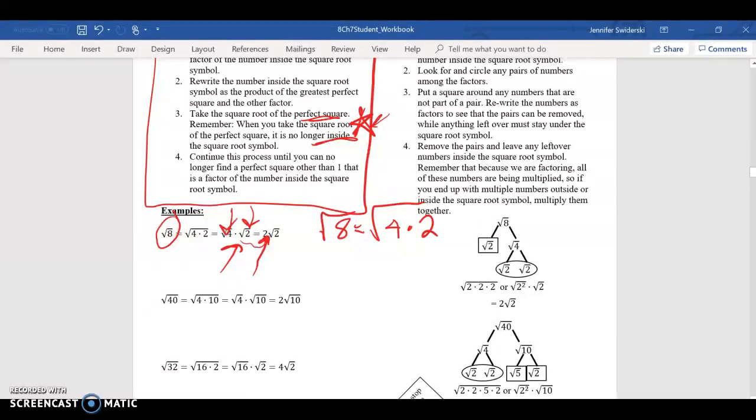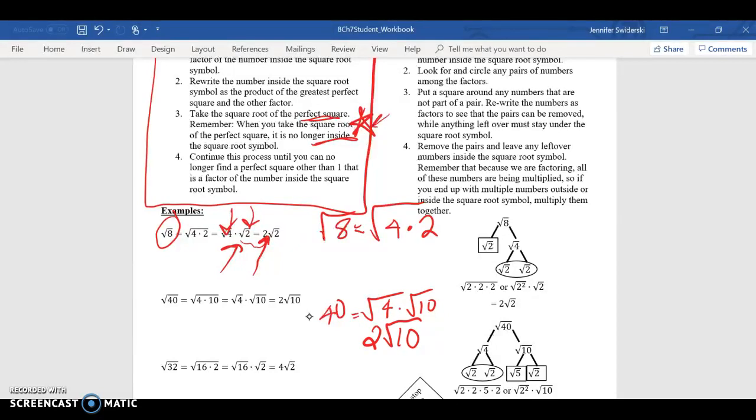Okay, let's look at this one down below. Square root of 40. Well, when I look at this, I know the square root of 40 can also be written as the square root of 4 times the square root of 10, because 4 times 10 is 40. Are either of those numbers a perfect square? Yes, they are. 4 is. So the square root of 4 is 2, and I'm left with this root 10, because the square root of 10, okay, is not a perfect square.